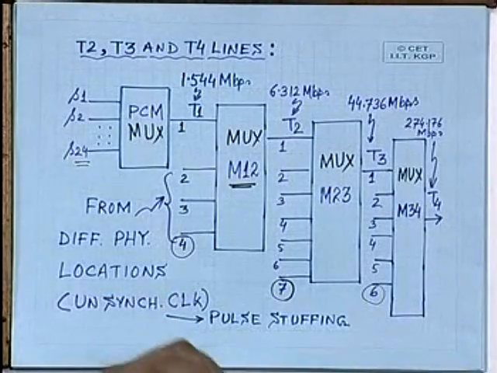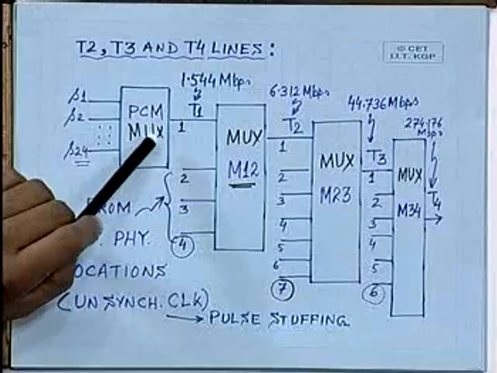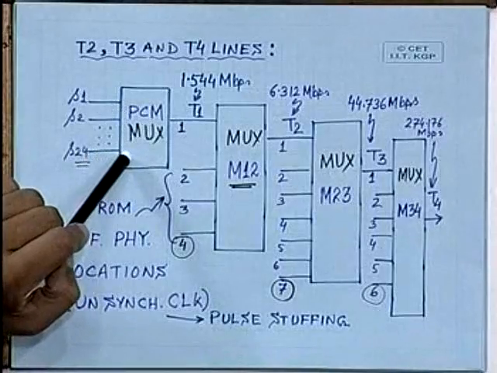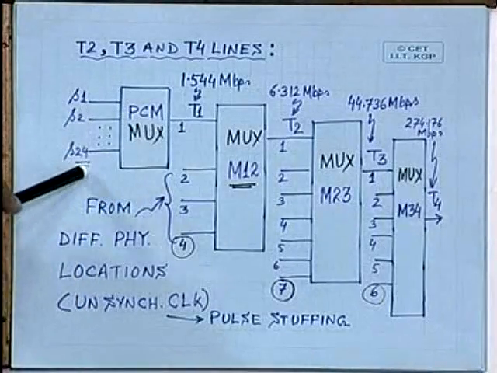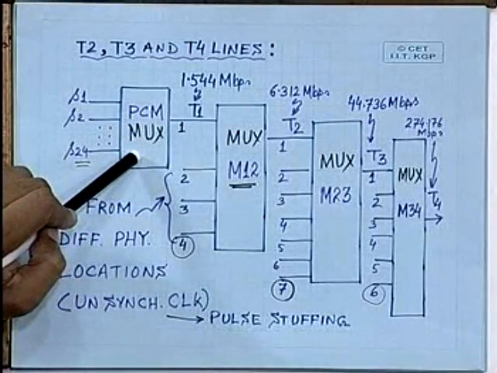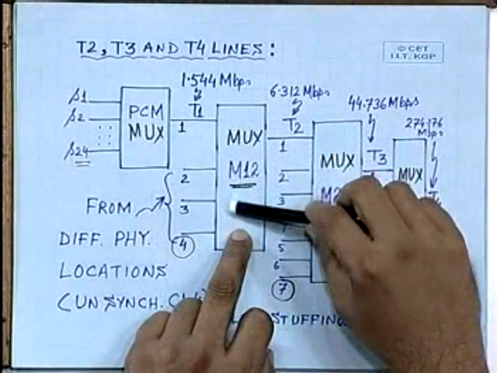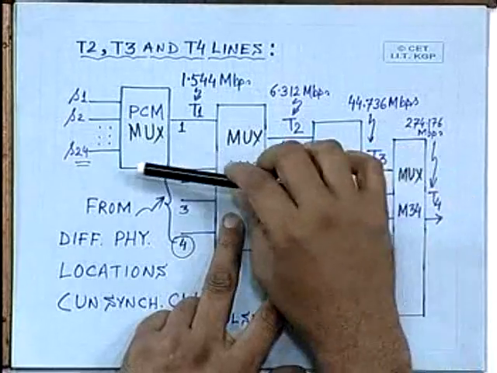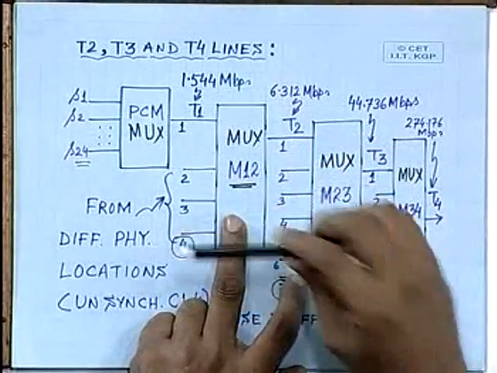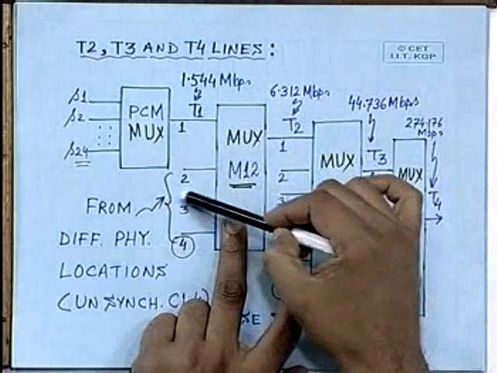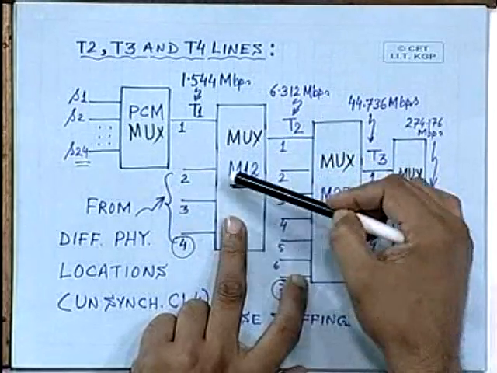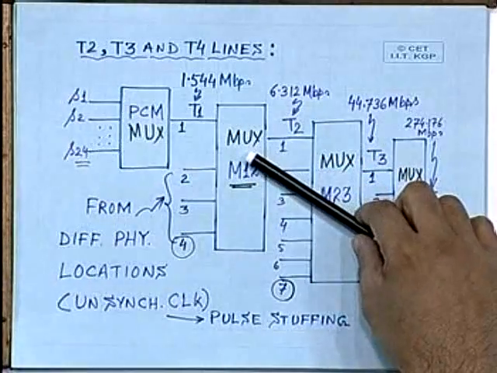Usually quite stable oscillators are used at this level, the PCM multiplexer level, where 24 voice channels are multiplexed. But when you look from this multiplexing side, on the input side, where 4 T1 inputs are coming from 4 PCM muxes.